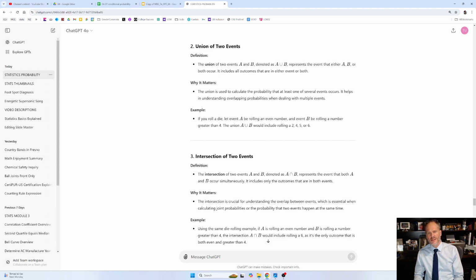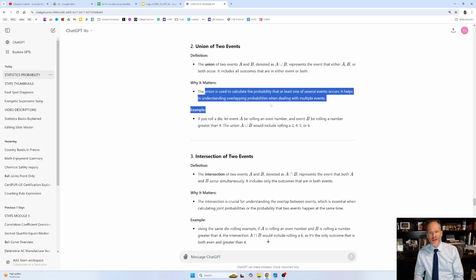The union of two events A and B is denoted as A union B, representing the event that either A, B, or both occur. It includes all outcomes that are in either event or both. The union is used to calculate the probability that at least one of several events occurs. It helps in understanding overlapping probabilities when dealing with multiple events.